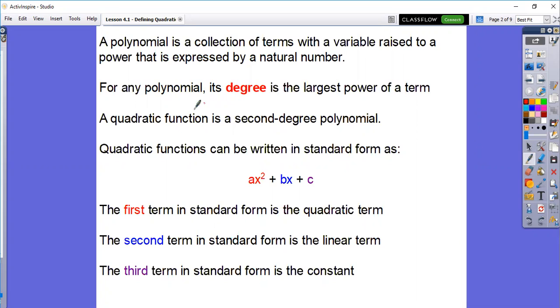The degree is the largest power of a term in a polynomial. So right here, this is x squared, this is x to the second power. This is a second degree polynomial. So any second degree polynomial is a quadratic function.